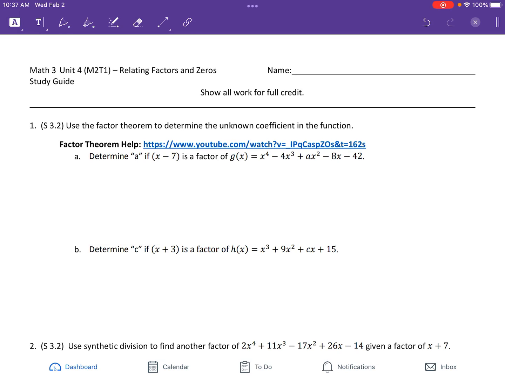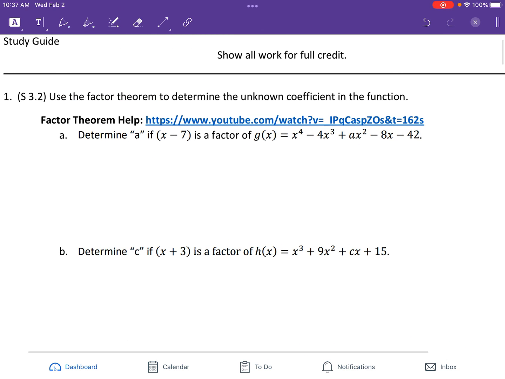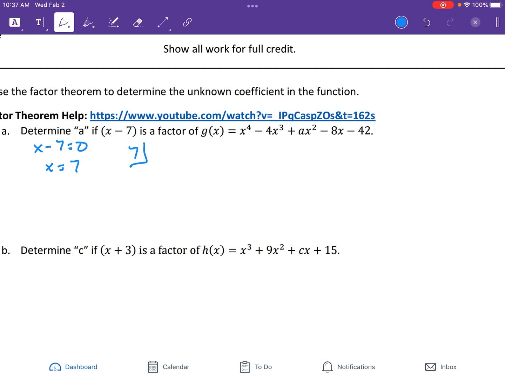This is the review for Unit 4, video key for the study guide. So starting out, we need to find the a value in this polynomial. We're going to solve our factor here, x minus 7, by setting it equal to 0 and solving for x. That's going to be the number that goes in the little box.